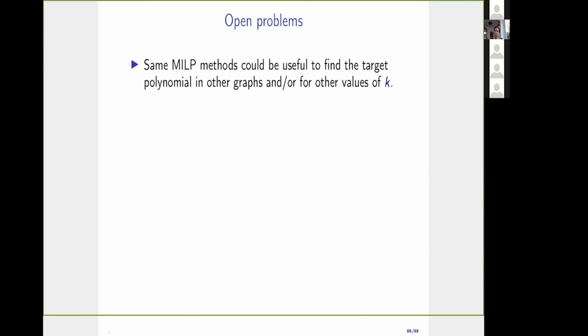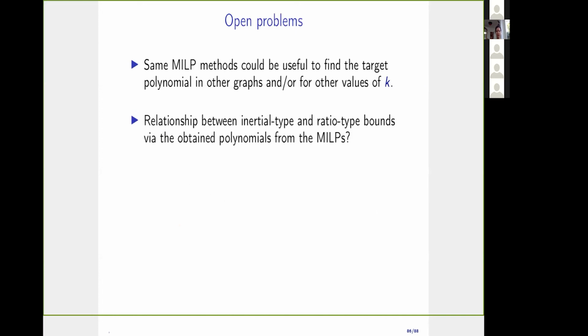And now other open problems, coming back to the spectral part of the talk. It would be interesting to apply similar techniques, our mixed integer linear programs, to find other target polynomials, best polynomials in other graph families, or also for other values of k. I'm also very interested in trying to find a relationship between these two bounds.